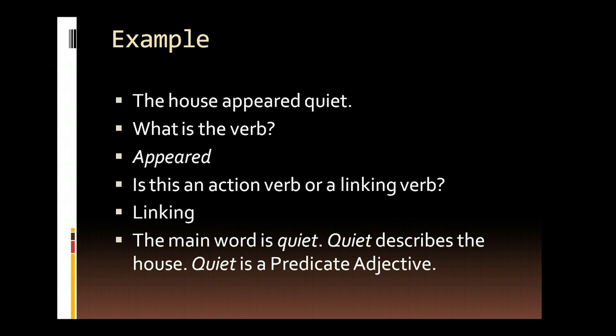So the main word after the verb appeared is quiet. Quiet describes the house. Quiet is a predicate adjective. Unless your simple subject is the name of a person or the name of a place, you also can try to test whether it's a predicate nominative or predicate adjective by putting the predicate adjective in front of the simple subject and reading it as a two-word phrase. In this case, quiet house. Since the word quiet describes the house, it doesn't matter whether it comes after a linking verb or comes right next to the word. Describing words typically in English precede the word they're describing.